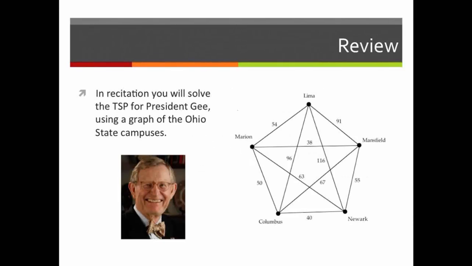In your recitation, you're going to solve the traveling salesman problem for the president of Ohio State, or the retired president, President Gee. This problem is based on a graph of the Ohio State campuses, as I'm showing you on the right. It shows the 5 campuses and the distance between them. This is a complete weighted graph.